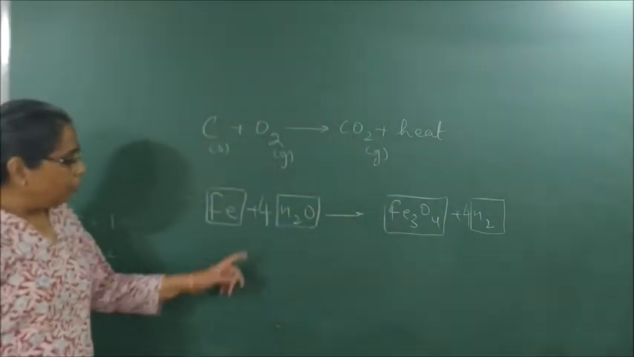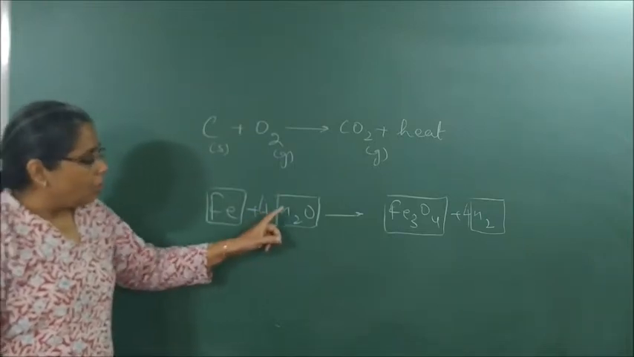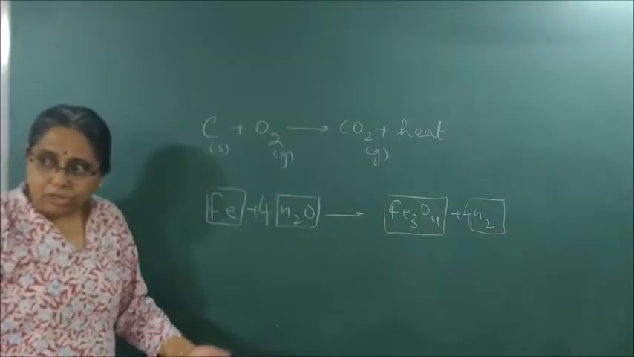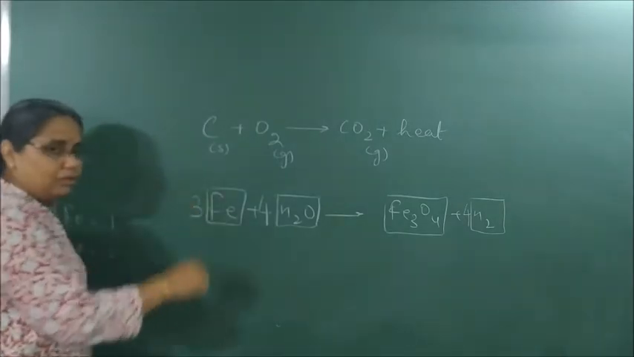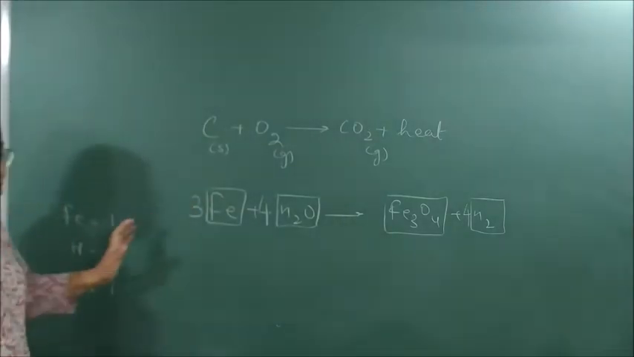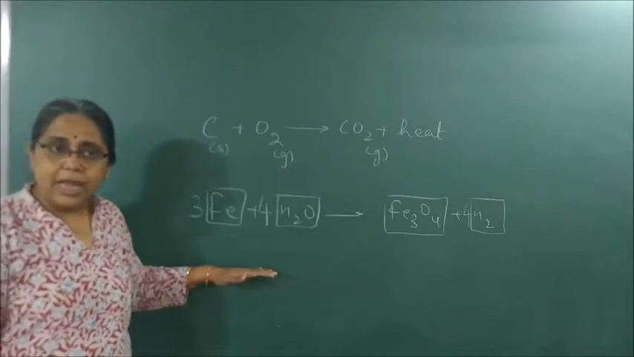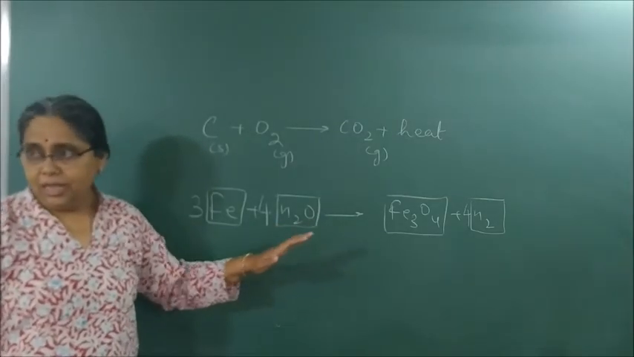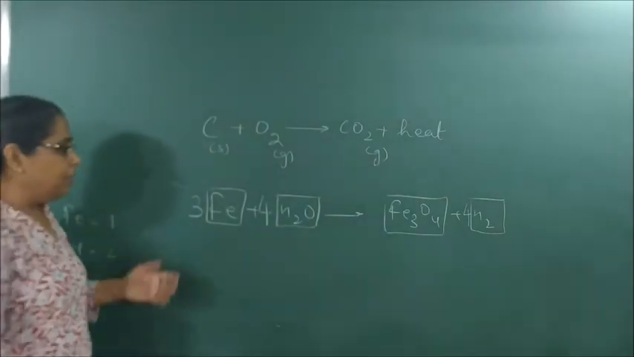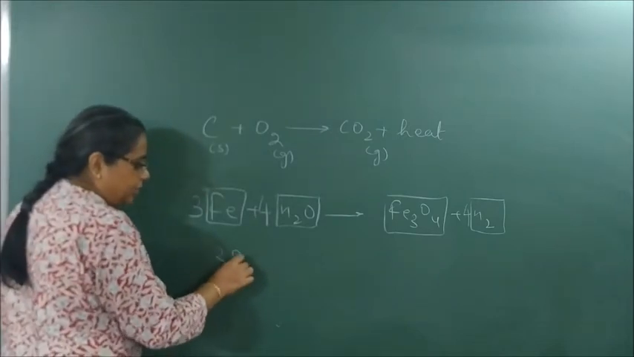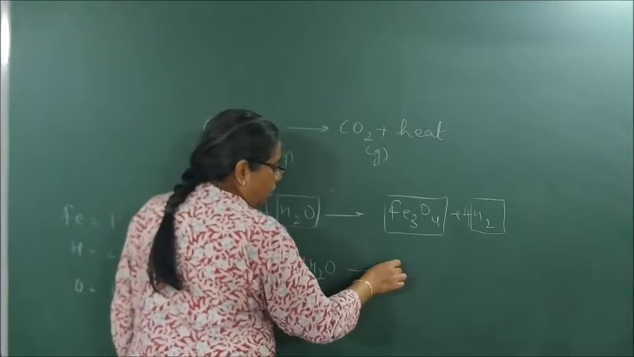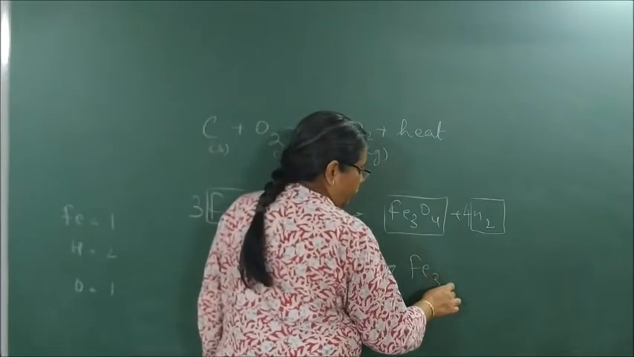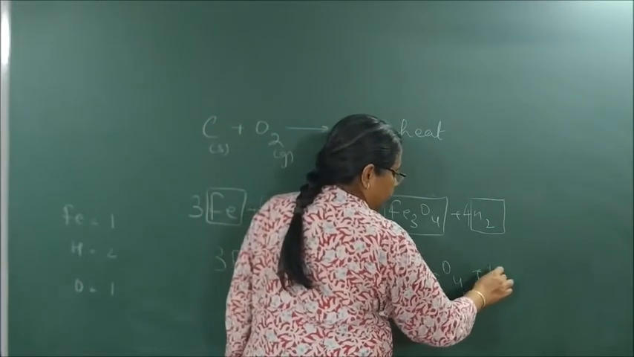So now you know that hydrogen is balanced, oxygen is balanced. What is not balanced? Fe. So what do I write? 3. Then I will again draw a table and check whether the reactant side and product side are the same. If they are the same, then I will finally write the equation as 3Fe plus 4H2O gives Fe3O4 plus 4H2.